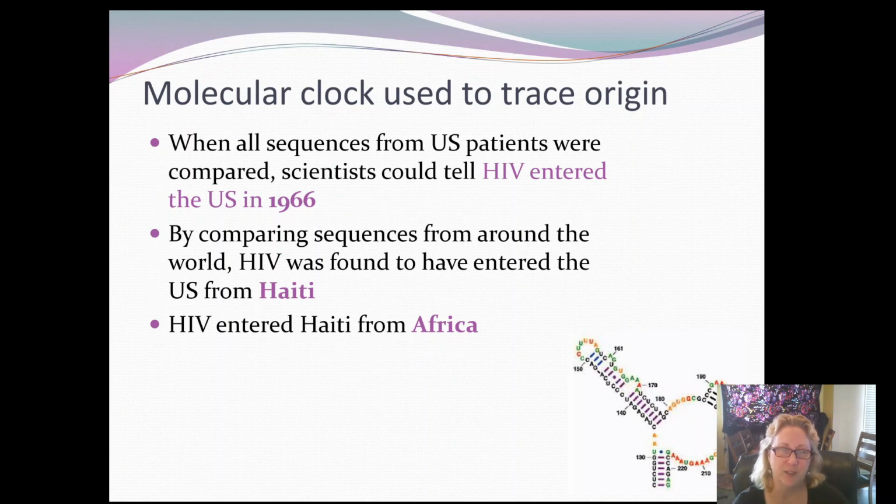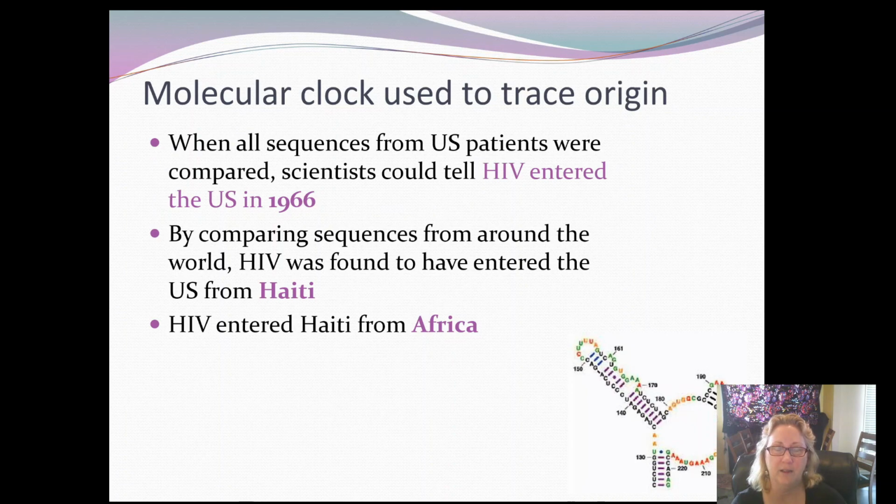When we compare sequences from around the world, what scientists discovered was that the virus that most closely matches the US versions of HIV are versions of HIV from Haiti, which is close by in the Caribbean. So the most likely mode of transmission to the U.S. was from Haiti, and not from Haitian immigrants coming to the U.S., but United States citizens going to Haiti on vacation. There was a lot of tourism in the 1960s from the United States to Haiti. So that's probably how the virus entered the US from Haiti.